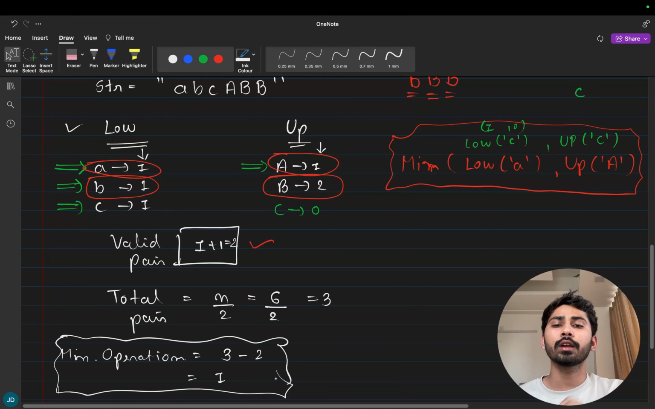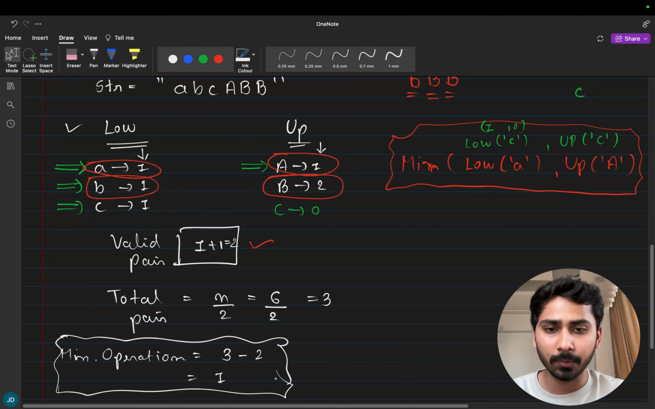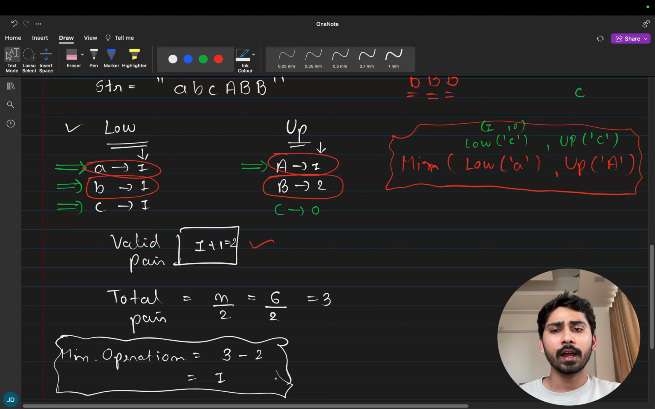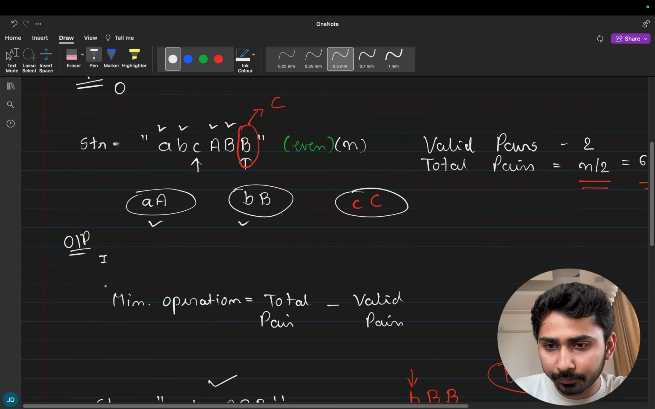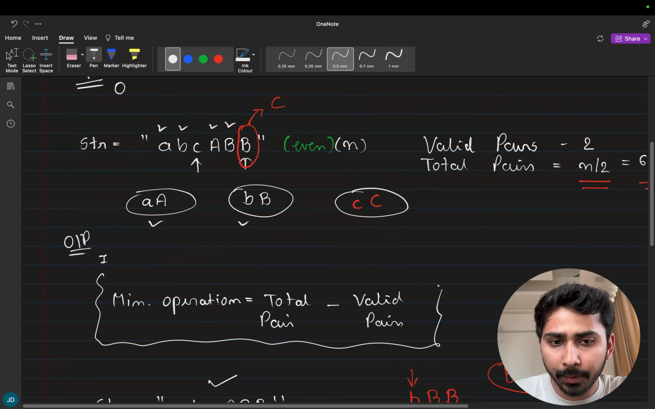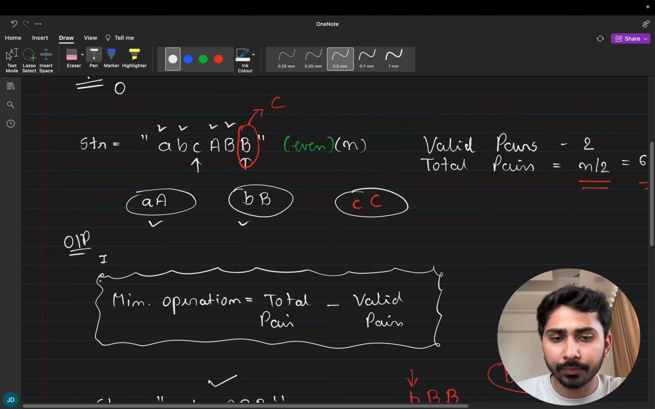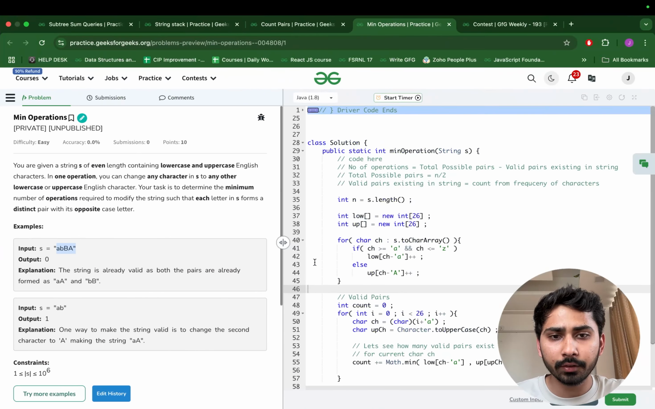So in this manner, you can find out how many minimum operations are required. You can try out different test cases and follow this approach. The basic idea is to find how many valid pairs already exist, and subtract that count from the total pairs that will be possible for the given string of length n. So this is the entire logic: total pairs minus valid pairs. Now let's see the implementation of the same.